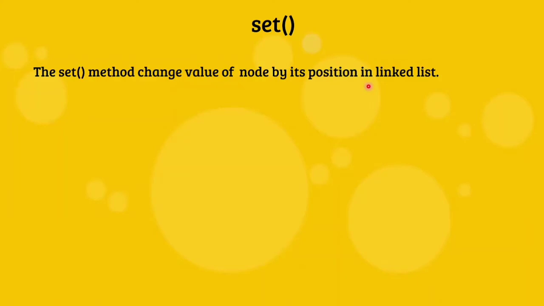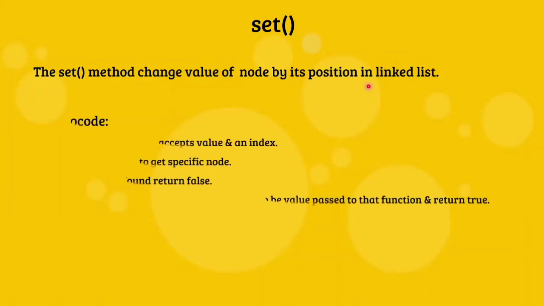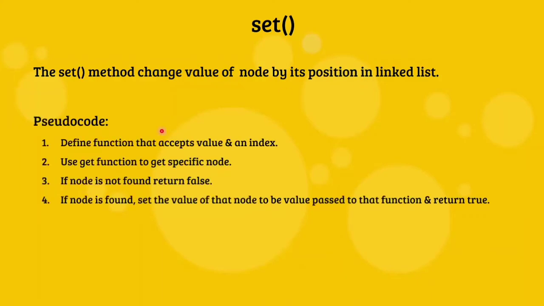And how its pseudocode works, let's see. Firstly, we will define a function that accepts a value and an index. Once that is done, we will use the get function to get the specific node. After that, we will check if our node is not found. Then we will return false. That means our index provided is invalid. Else, if the node is found, we will set the value of that node to be the value passed to that function and then we will return true.